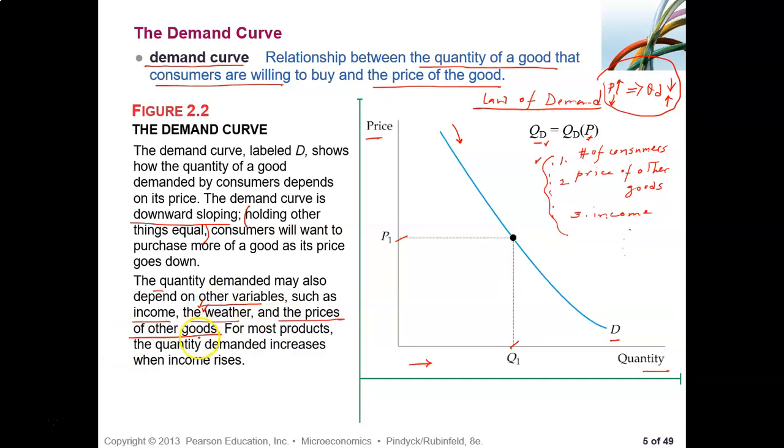So in summer, there is high demand for lightweight, light colored dresses. But in winter, there is no demand for those dresses. In winter, because of the low temperature, people want to wear overcoats and heavy garments with dark color. So demand depends on weather also. For most products, the quantity demanded increases when income rises. When income increases, people want to buy more, right? And vice versa for most products, right?